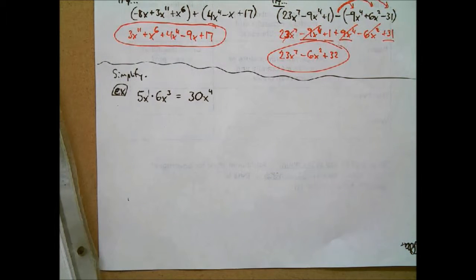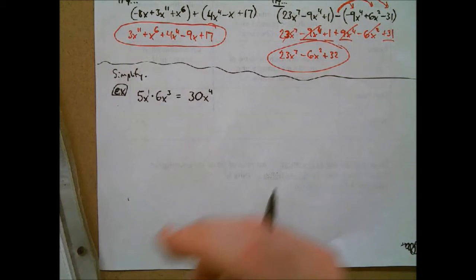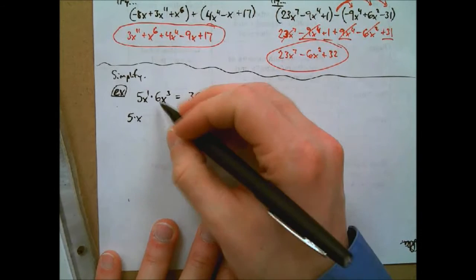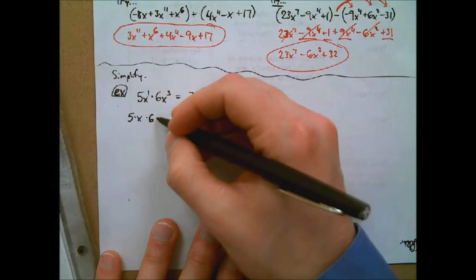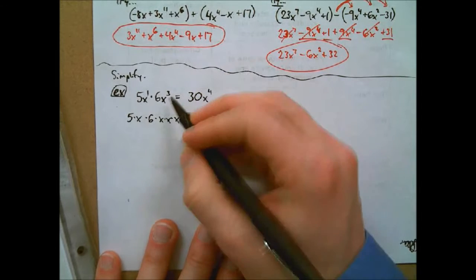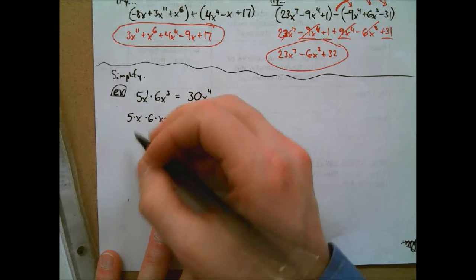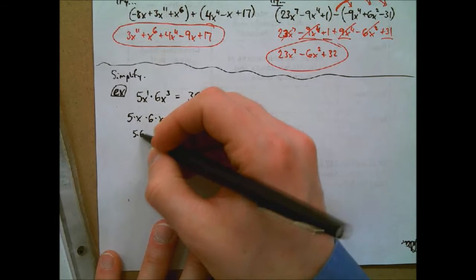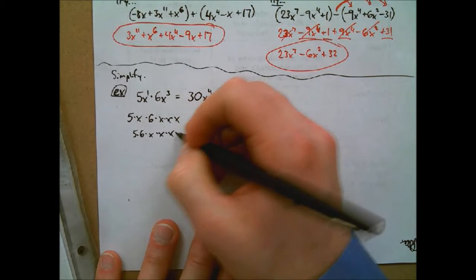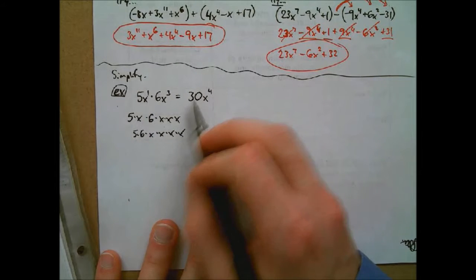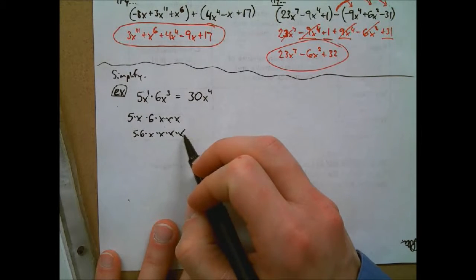And why is that? Do you remember? Let's think about it this way. What does 5x to the 1 mean? It really means 5 times x. And what does 6x to the 3rd mean? It means 6 times x times x times x. X to the 3rd means 3 x's. And when it's multiplication, you can rearrange your terms. So I could do 5 times 6 times x times x times x times x. What is 5 times 6? There's the 30, and there are 4 x's being multiplied together, so there's your x to the 4th.